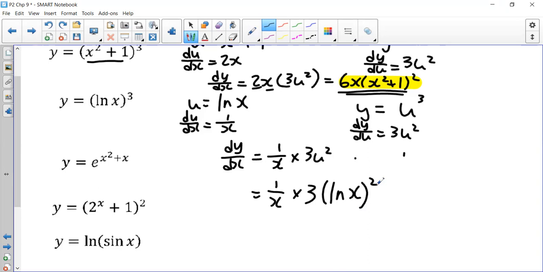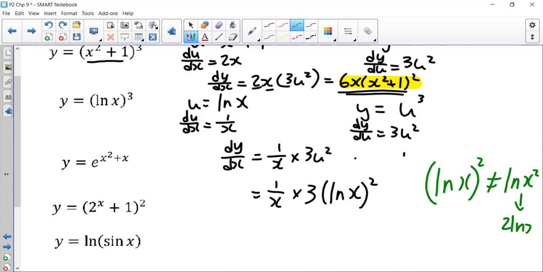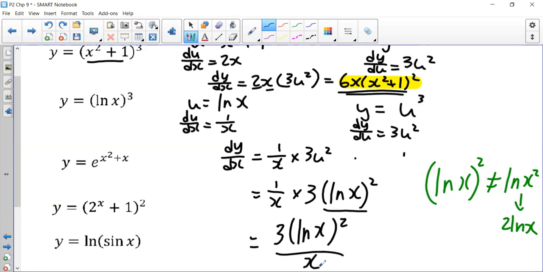Now, one thing to note, (ln x) squared, ln x as a bracket squared, does not equal ln x squared. Why? Because ln x squared could be rewritten as 2 ln x, which is not the same thing. So the square of the whole thing is not the same as just ln of x squared. So in here, you must keep the bracket for the (ln x) squared. So the final answer will be 3 bracket ln x squared over x. That's the final answer, question 2.